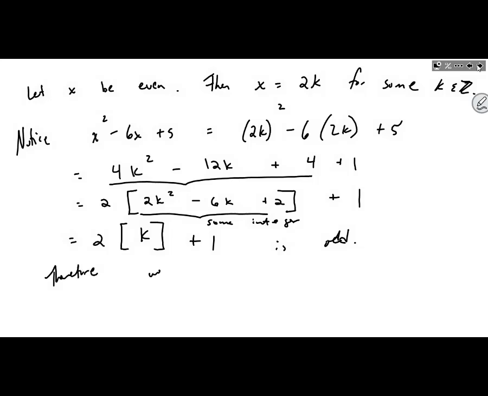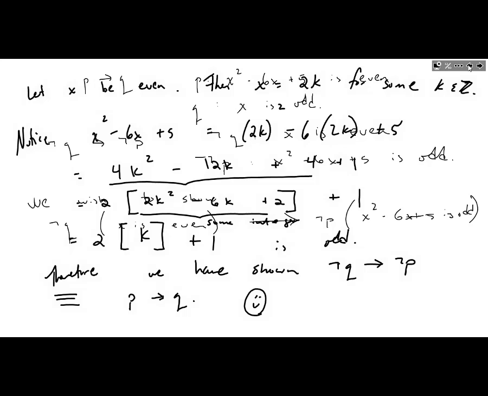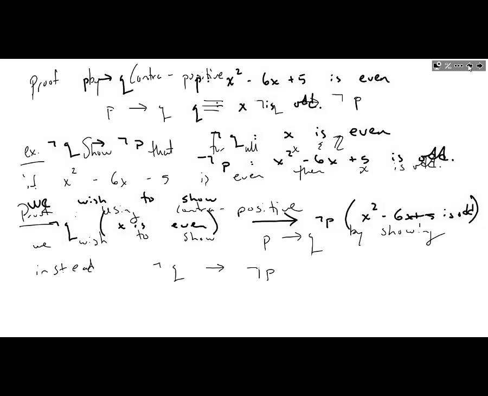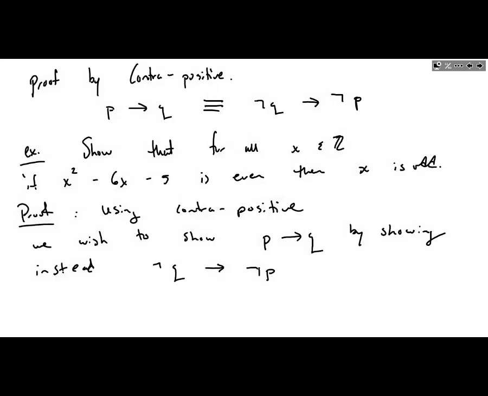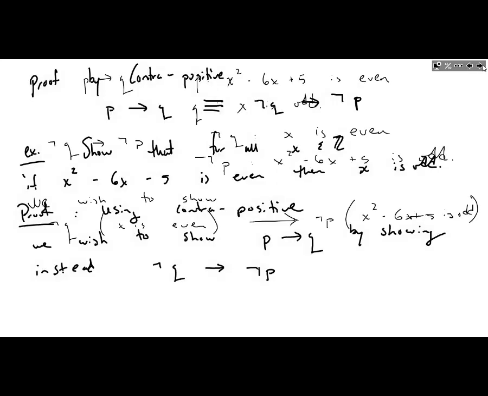Therefore, we have shown not Q implies not P, which is logically equivalent to P implies Q. Therefore, our initial statement that we wanted to prove, that if x squared minus 6x plus 5 is even, then x is odd, is true using this proof by contrapositive.